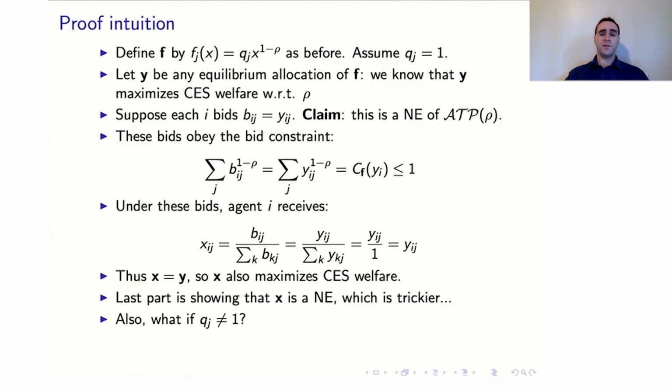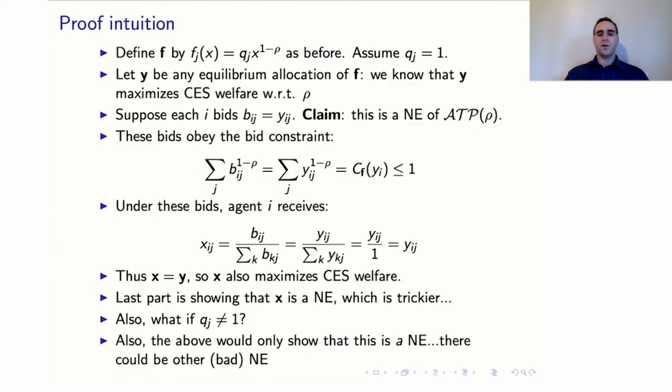And what if these Qj's aren't equal to 1? It turns out that scaling them doesn't really matter that much for the purposes of our trading post mechanism, that scaling will arise naturally out of the bids, but that takes a bit of work to show. And also, we were only showing that this is a Nash equilibrium. We also want to show that there are no other bad Nash equilibria. So there's still a bit more work to do, but this hopefully gives you some intuition.